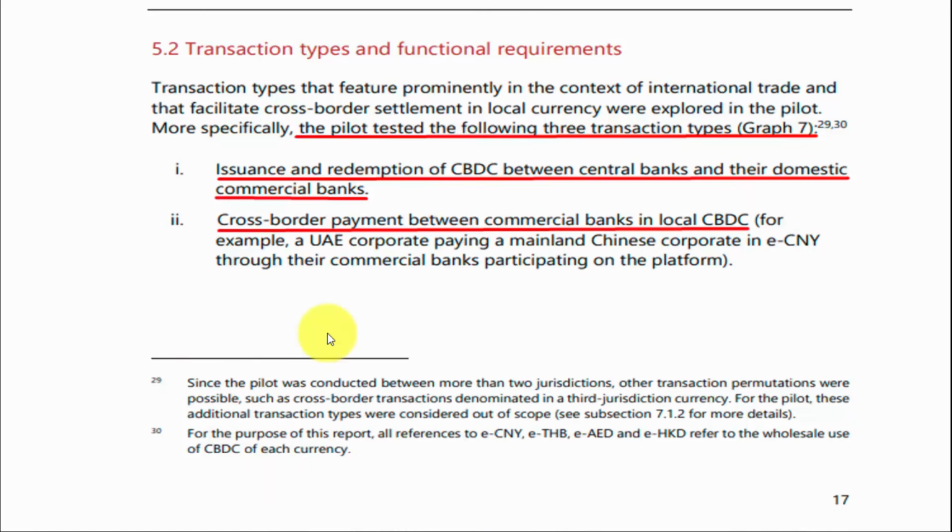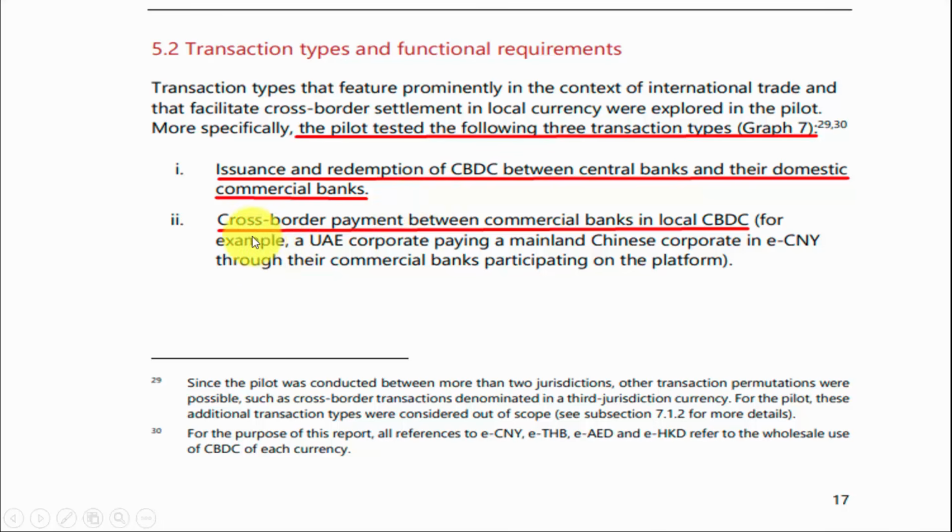So the transaction types and functional requirements. The pilot tested the following 3 transaction types. 1. Issuance and redemption of CBDC between central banks and their domestic commercial banks. So CBDCs had to be issued on Project mBridge by central banks and also be able to be redeemed. So if the central bank has to take CBDCs out of the system, they can redeem it, burn it, and so on, with their domestic commercial banks. That's one of the transaction types that mBridge was able to do.